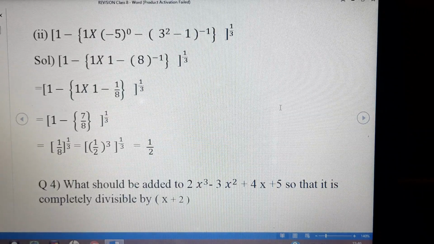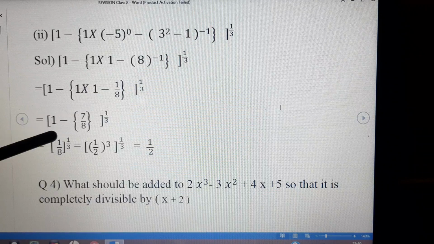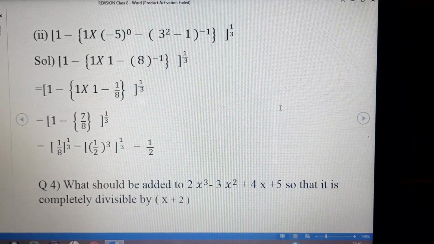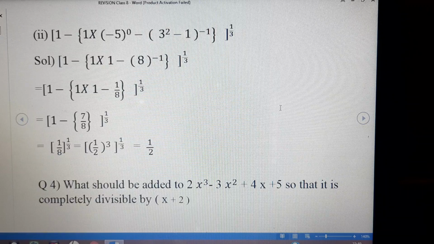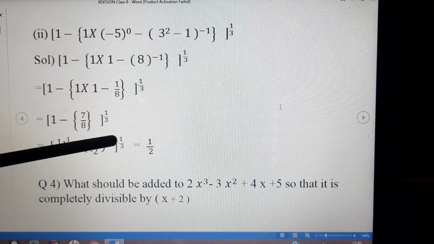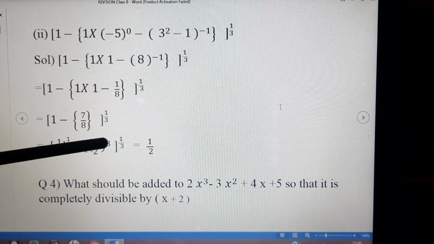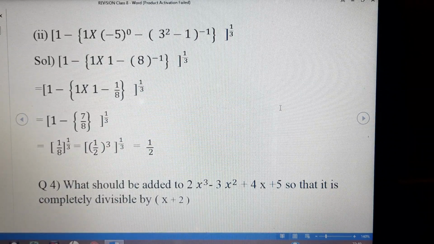Clear? Now we'll take the LCM. So it becomes 8. And 8 minus 7 becomes 1 upon 8. 1 upon 8 to the power 1 upon 3. 1 upon 8 can be written as 1 upon 2 cube. Clear? And it is power to the power. Clear? 3 into 1 upon 3. So 3 and 3 will be cancelled. We will be left with power 1. So it is 1 upon 2.